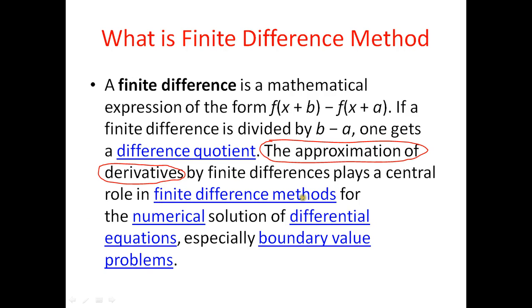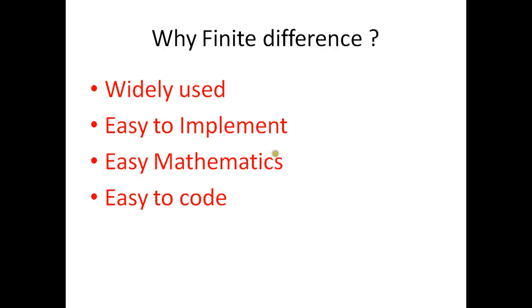Okay, how we can do that, we'll see later. So why do we use the finite difference method? Because of several important advantages of this method. It is widely used because it is one of the most primitive methods to solve partial and ordinary differential equations. Our ancestors used this method widely, and so we have several codes available.